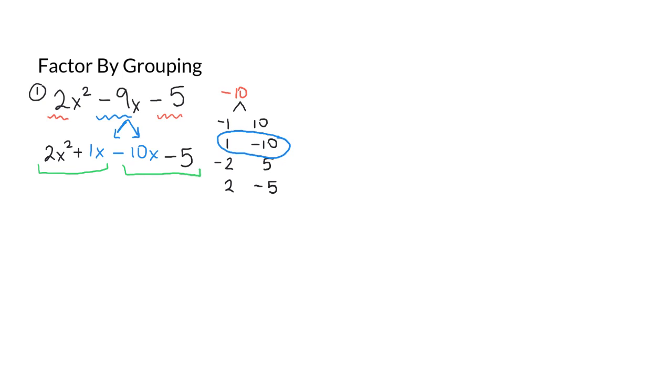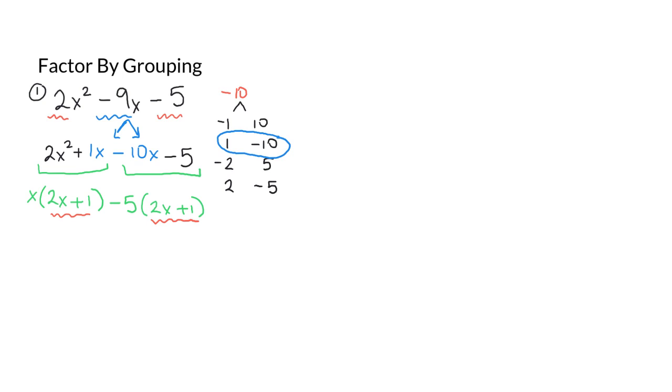Between 2x squared and 1x, they have an x in common. So we could divide both terms by x and we would get 2x plus 1. The second two terms, -10x and -5, have a -5 in common. So we could divide by -5 and we would be left again with 2x plus 1. Whenever we do factor by grouping, this should happen where we end up with the same polynomial grouped, 2x plus 1.